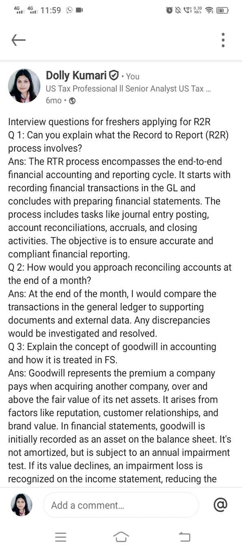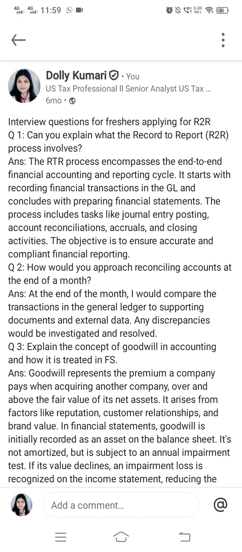First question is, can you explain what the record to report process involves? So the record to report process encompasses the end to end financial accounting and reporting cycle. It starts with recording financial transactions in GL, general ledger, and concludes with preparing financial statements. So we have three financial statements: trading, P&L, and balance sheet and cash flow. So that is the end part of the R2R process.